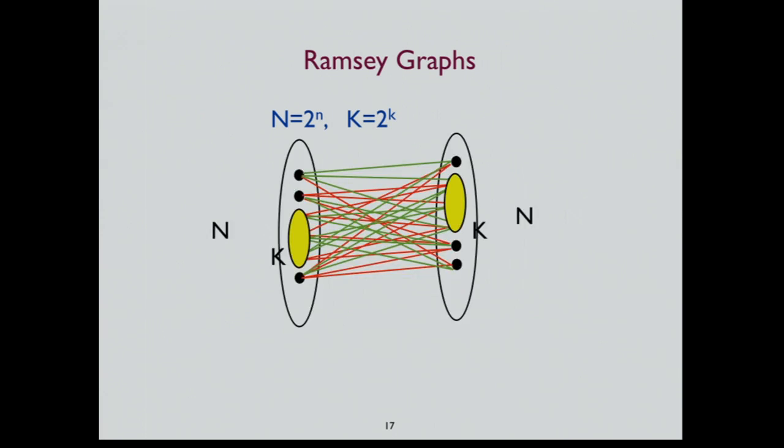So pictorially, what we want here is we want to 2-color all the edges, say red and green, in such a way that if you look at any 2 sets of size k, if you look at all the edges between them, approximately half are colored red and approximately half are colored green.